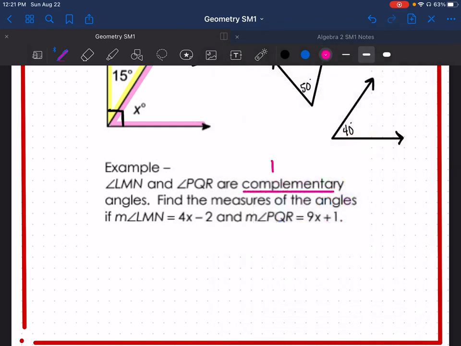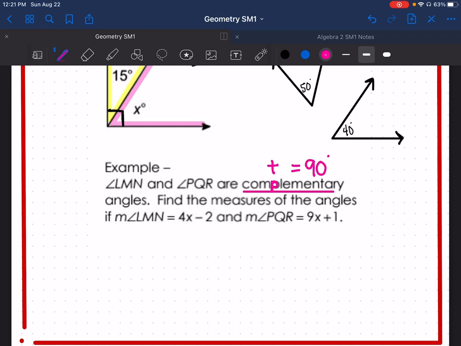Complementary, which means I'm going to take my two angles, I'm going to add them together, and they have to equal 90 degrees. One quick way to memorize it is to look at the letter P. I'll give you a hint about that when we get to supplementary. But one quick way to remember which one's 90 and which one's 180 is to look at the P, and I'll show you that in just a minute.